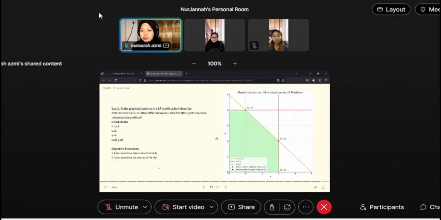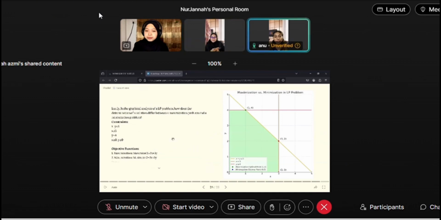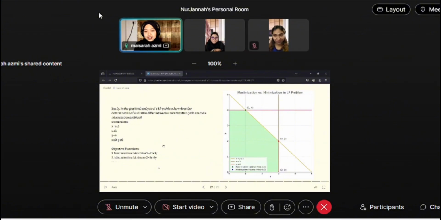for the last question, we're going to learn how to graphically solve an LP problem, and we'll go through how to find the solution and the difference between a maximization and minimization problem. Sounds good? Yes, because I'm so curious about how the approach changes between maximizing and minimizing. Okay, great. Let's go through each step using an example.